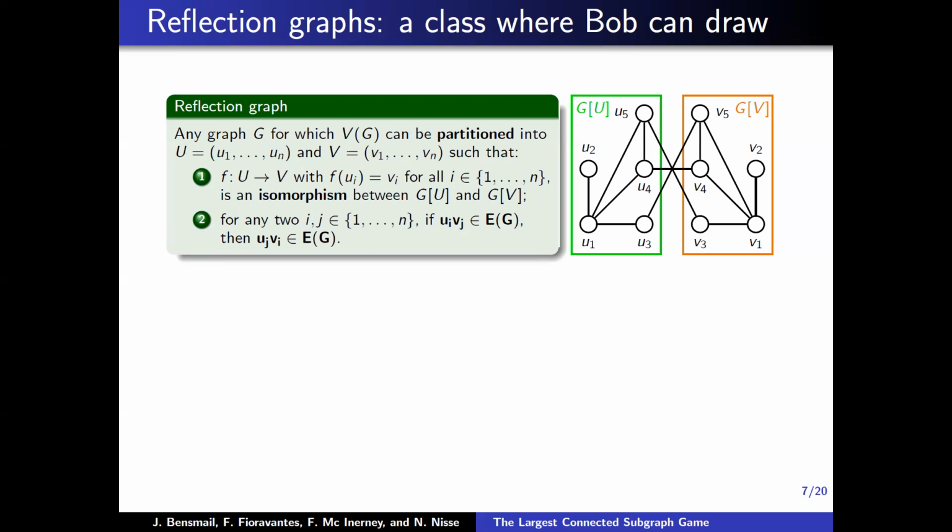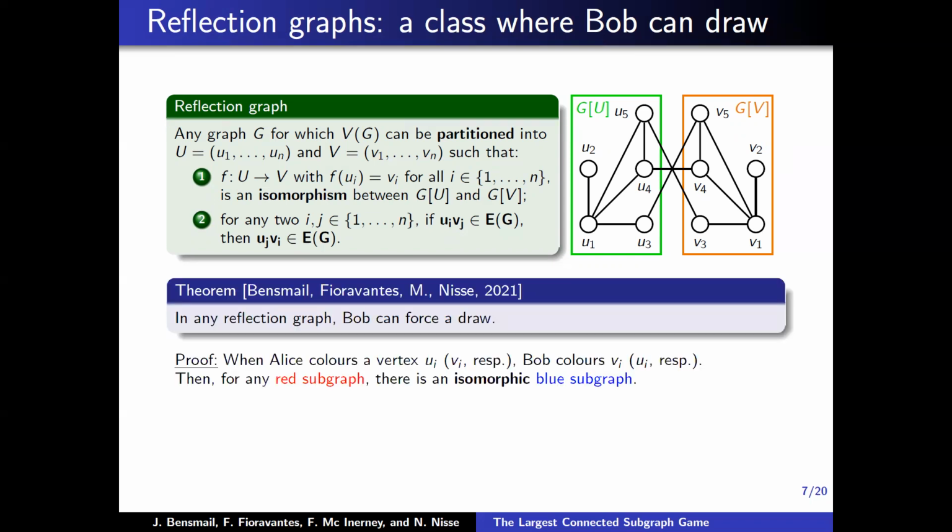So essentially, we see in the drawing on the right, here we have a reflection graph. And the second condition is just saying that the edges between the two copies of the graph must be symmetric to each other. So for example, the edge u3 to v5 exists, so the edge u5 to v3 must also exist. But then we can also have edges like u4 to v4 and non-edges like u2 to v2.